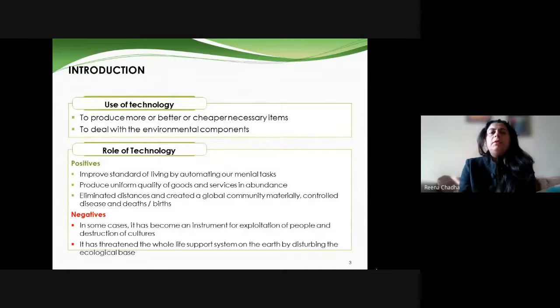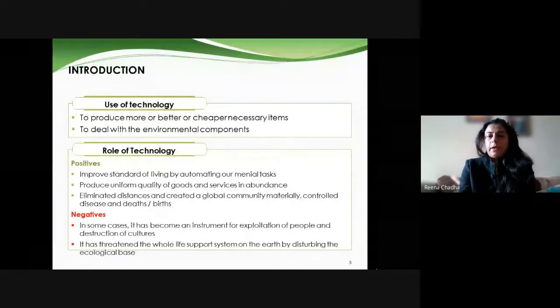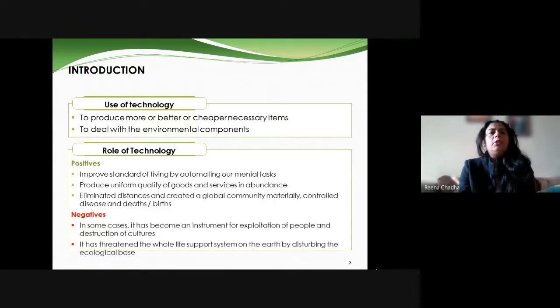The basic purpose of technology is to produce more or better or cheaper necessary items and to deal with the environmental components. Then we need technology to improve our living standard. Whatever tasks our ancestors were doing, even the kings and queens of earlier times, they were washing their clothes with their hands. Even if they had maids or servants, they used to wash clothes with their hands. But now every house has a washing machine. So technology has made us live a life where the standard of living has been enhanced to many degrees compared to what our ancestors were enjoying in earlier times.